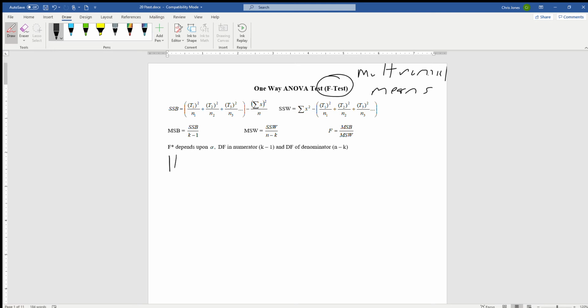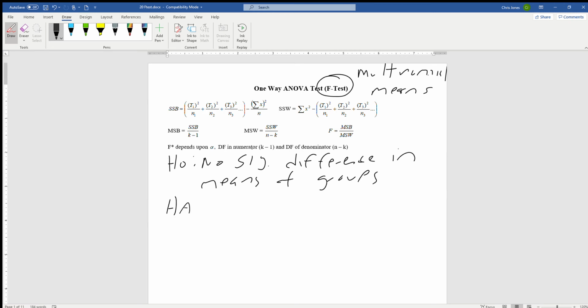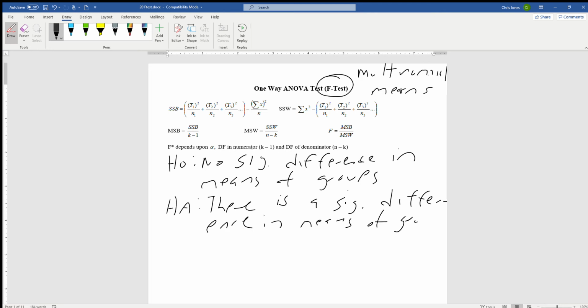The null assumes that there's no significant difference in the means of the multivariate groups. Okay, so there is no significant difference in the means of the groups. And of course, the alternative would be that there is a significant difference in the means of the groups.